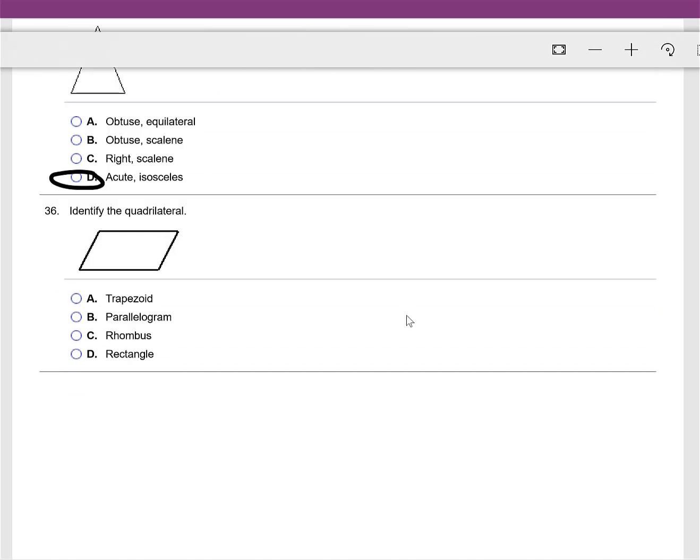And what kind of quadrilateral is this? This is a parallelogram. Oh, sorry. I was looking off and not paying attention. Let's try that again. Parallelogram.